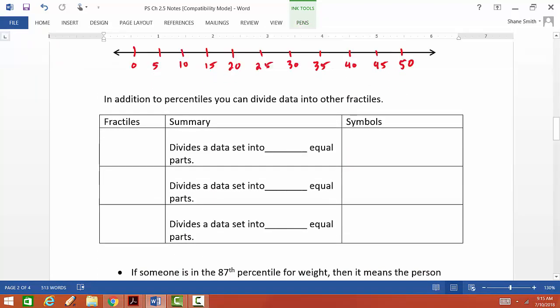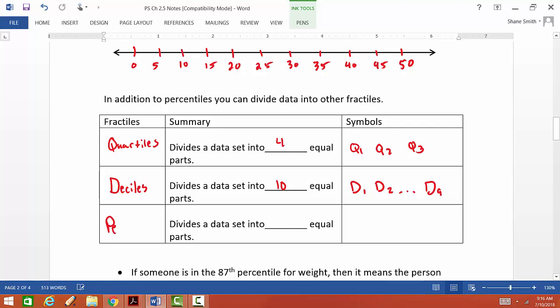So that was quartiles, and there are other types of fractiles as well. What we've just discussed were quartiles, which divide a data set into 4 equal parts, and we use Q1, Q2, and Q3 to find these quartiles. There are also deciles, which divide a data set into 10 equal parts, and that's D1, D2 all the way to D9. Just like quartiles, they divide a data set into 10 parts, but there are really only 9 deciles.